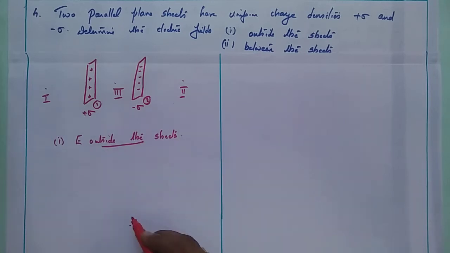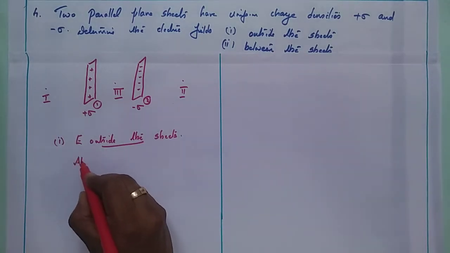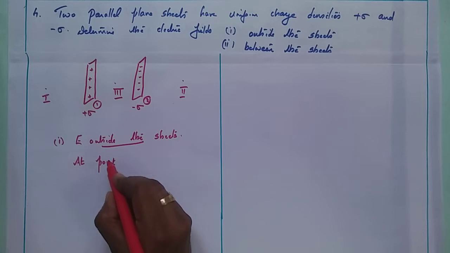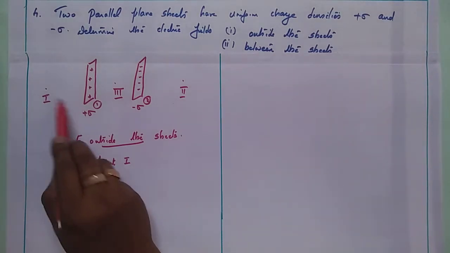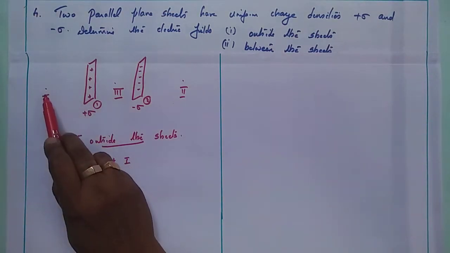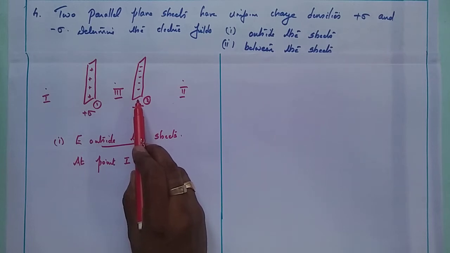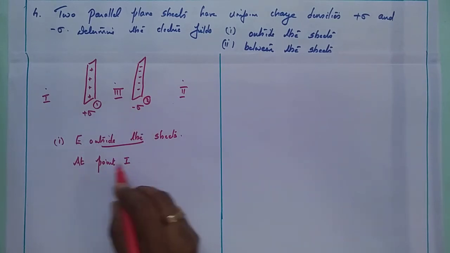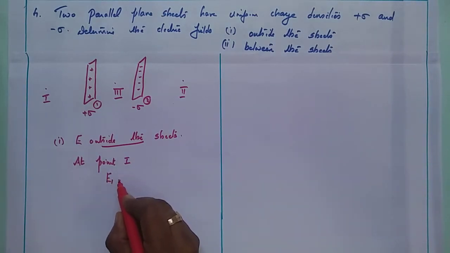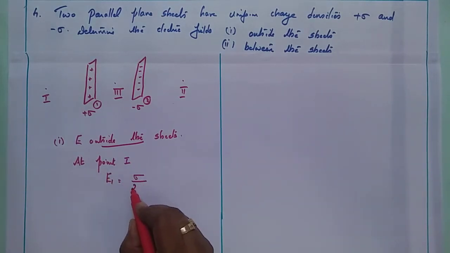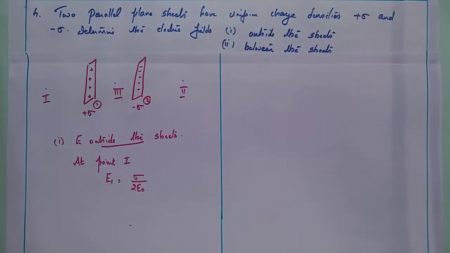Electric field outside the sheets, so that means at point 1. At point 1, how many electric fields are there? Electric field at point 1 due to the first sheet and electric field at point 1 due to the second sheet. So two electric fields are there. Electric field at point 1 due to the first sheet, we know, is E1 equals, what is the formula? Sigma divided by 2 epsilon 0 is the general formula for electric field due to a plane sheet. So sigma by 2 epsilon 0.